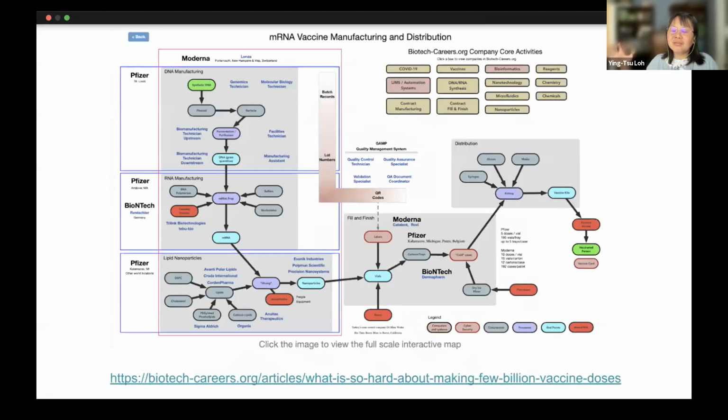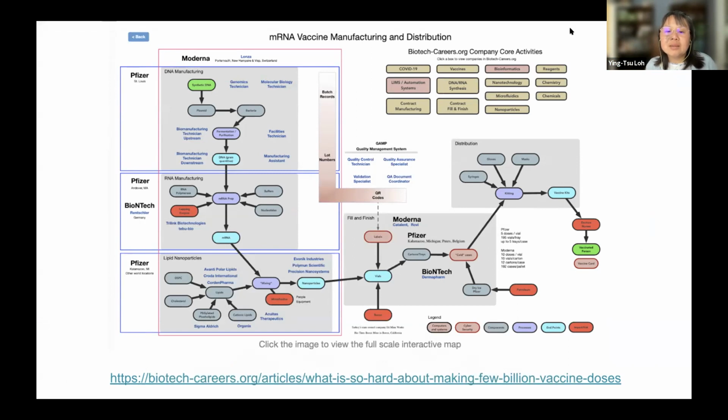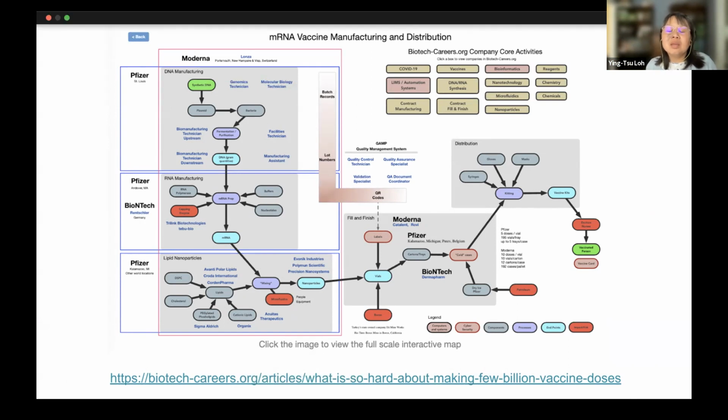Okay, here's another level. So just zooming in. This lovely image, I hope that most of you are familiar with it because it comes out of Todd Smith and Sandra Porter's website, Biotech Careers. And this is even more granular. This is the making of the Pfizer and Moderna vaccines.